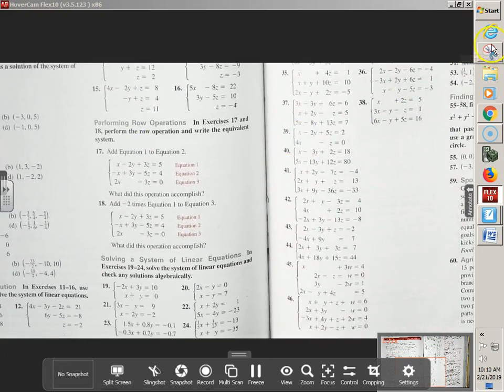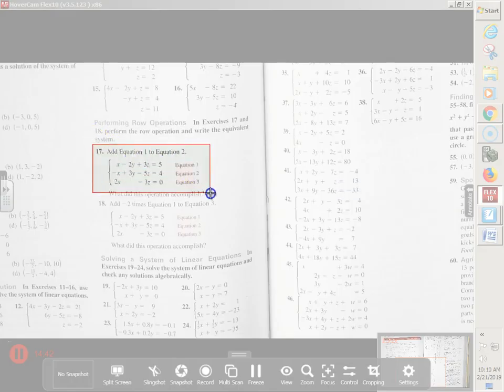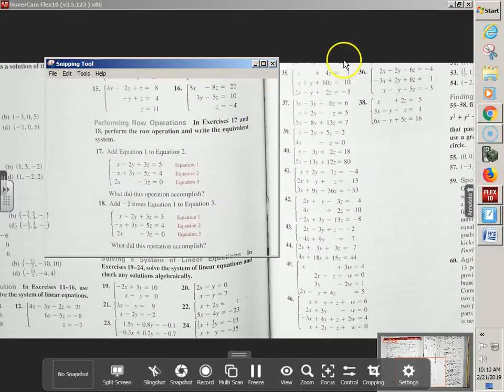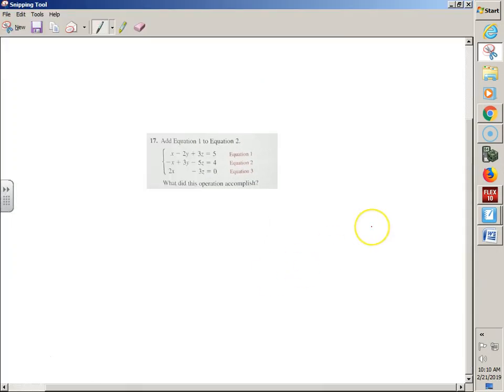Number 17 isn't telling us to do the whole problem. It's literally just saying do this one operation and talk about it. So we have to figure out what on earth it's asking us to do. It's saying add equation 1 to equation 2. Wait a minute.